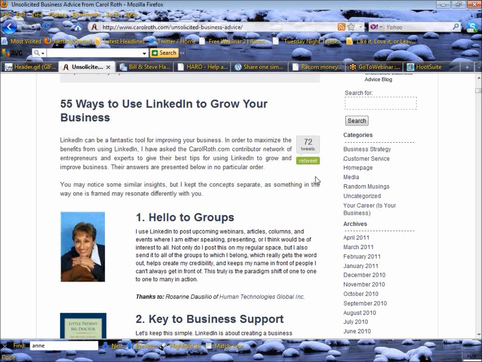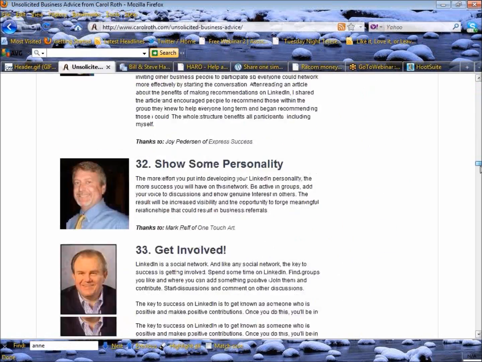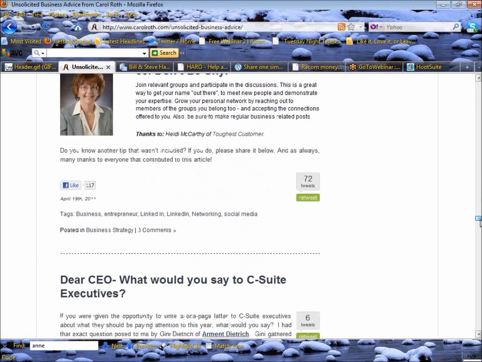So notice right here it says 72 tweets. So since yesterday, this article has been tweeted 72 times. And who knows how many times it's been retweeted from there. That's pretty good. And then another number that's pretty cool is if you go to the bottom and you can like it on Facebook, which when somebody likes it on Facebook, it instantly posts it to their profile and increases the traffic to it. So look at this. It was liked 117 times. So 117 on Facebook and 72 on Twitter.